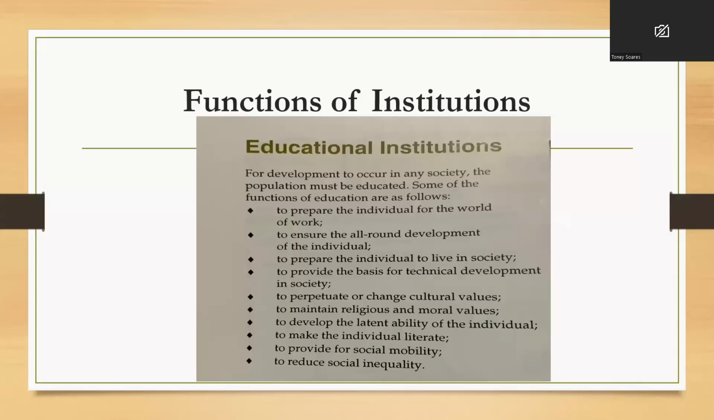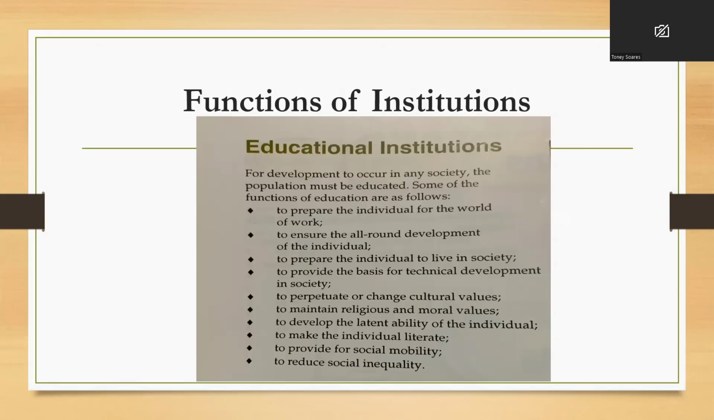So for development to occur in a society, the population must be educated. Some of the functions of education are as follows: to prepare the individual for the world of work, to ensure the all round development of the individual, to prepare the individual to live in society, to provide for the basic technical development in society, to perpetuate or change cultural values, to maintain religious and moral values, to develop the latent ability of the individual, to make the individual literate, to provide for social mobility, and to reduce social inequality.